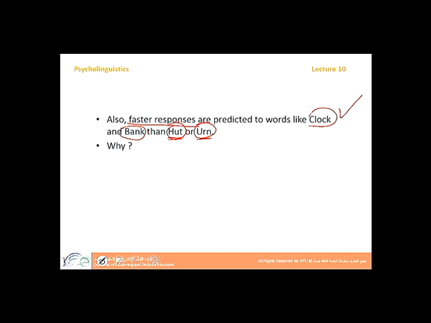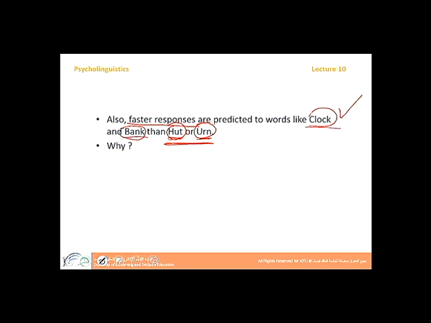And that's why when we see a word like clock, we say, yes, this is a word. Bank, yes, this is a word. Urn, yes, it's a word. But it takes us longer to say, yes, this is a word. Hut, yes, this is a word. So it takes us a little bit longer here, but faster here.